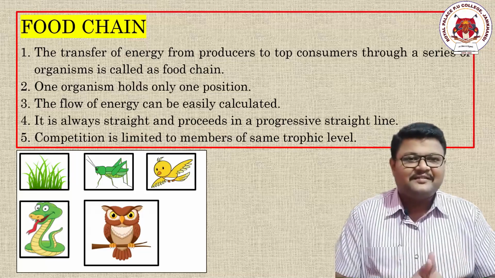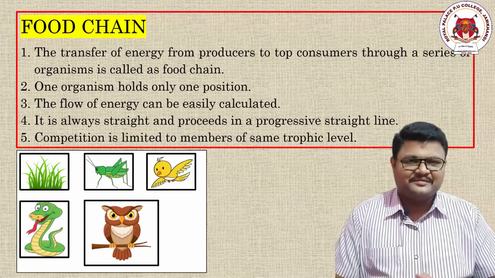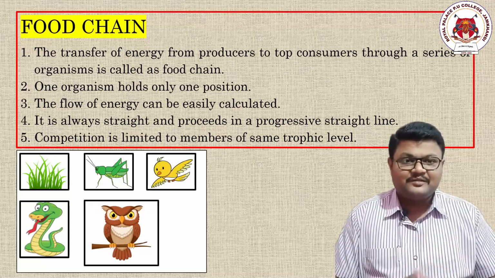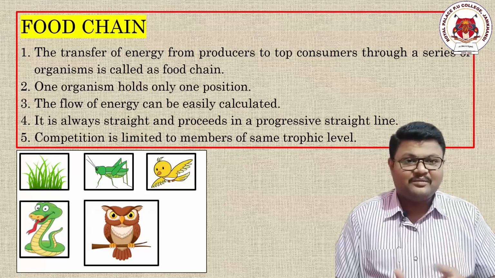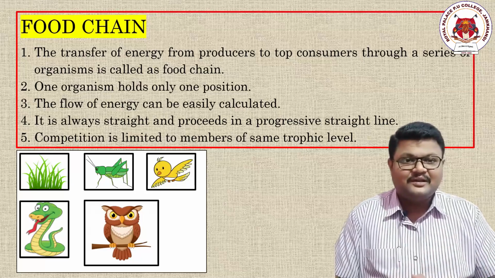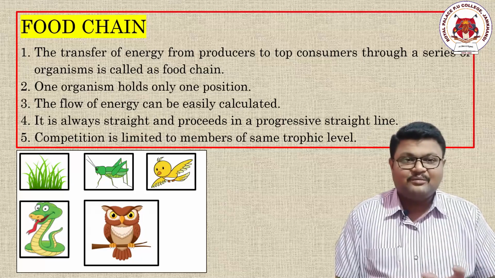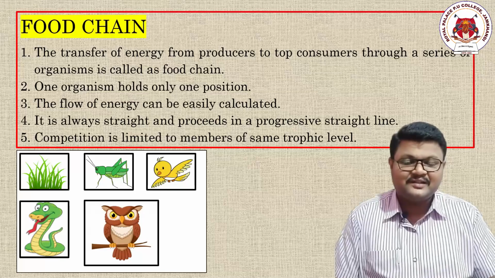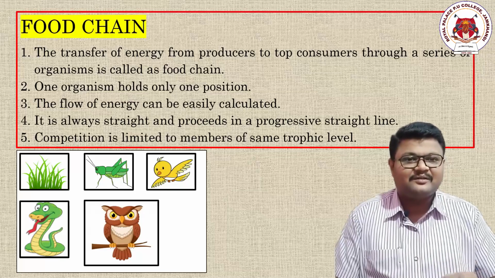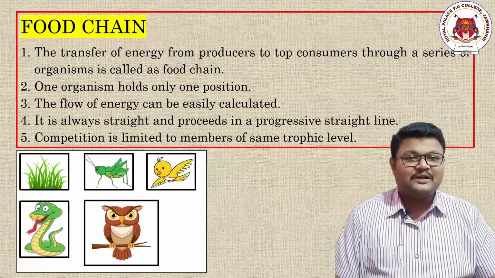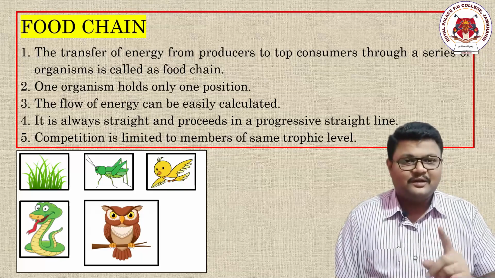And here we can say that the competition to feed on other organisms will be very limited, because we are concentrating only on one unidirectional food chain. So in the case of a food chain, the competition will be limited. It is restricted. It is very less among the members of the same trophic level. Easy, right? Okay students, let us go to another topic called food web.